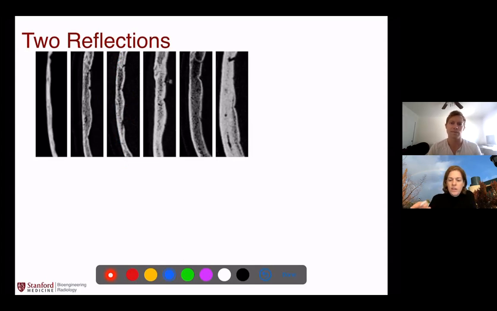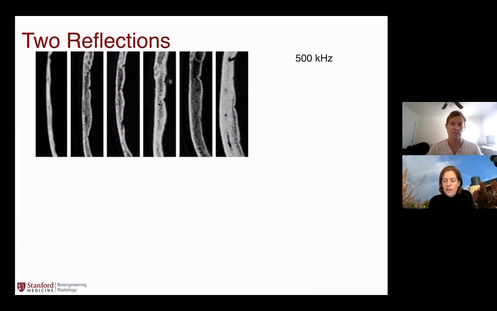So what we see here are areas that are cortical bone and trabecular bone. And let's think about this a little bit. Let's go through some of our numbers. So Keith, let's say we have an ultrasound beam and we're transmitting at 500 kilohertz. And then I ask you, what's the wavelength of sound?